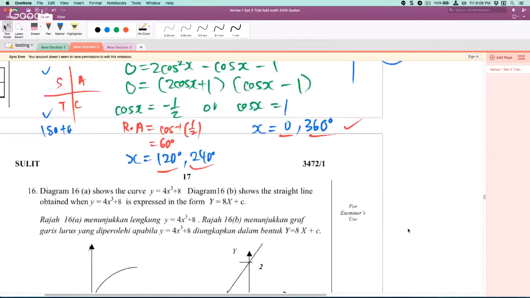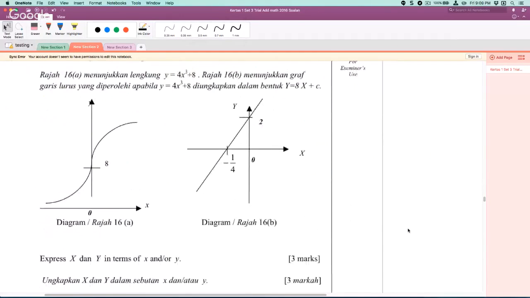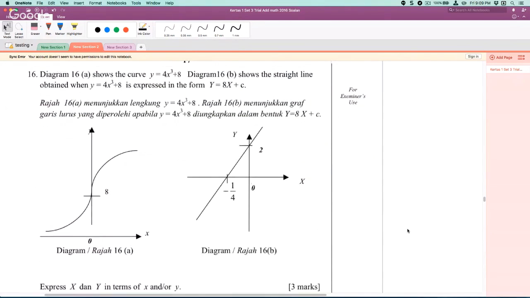Okay, anyways, let's go to 16. For this question, you see two diagrams. Diagram 16a shows the curve y equals 4x cubed plus a. All right, diagram 16b shows the straight line.